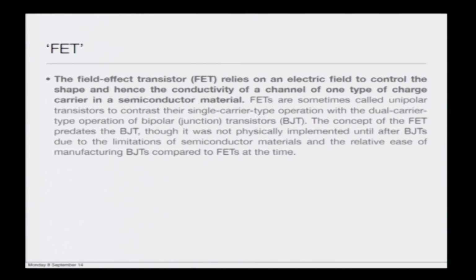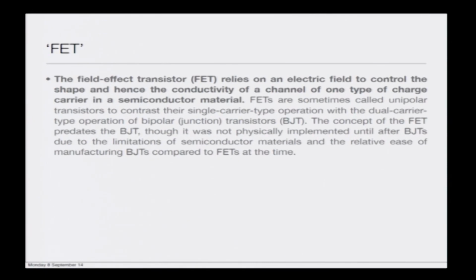The field effect transistor relies on, and this is what I have highlighted as most important for you to understand, an electric field to control the shape and hence the conductivity of a channel of one type of charge carrier in a semiconductor material. This is the key point and the key word is electric field. If there is a change in the electric field, it changes the signal. FETs are sometimes also called unipolar transistors, in contrast to, single carrier type operation. Okay.